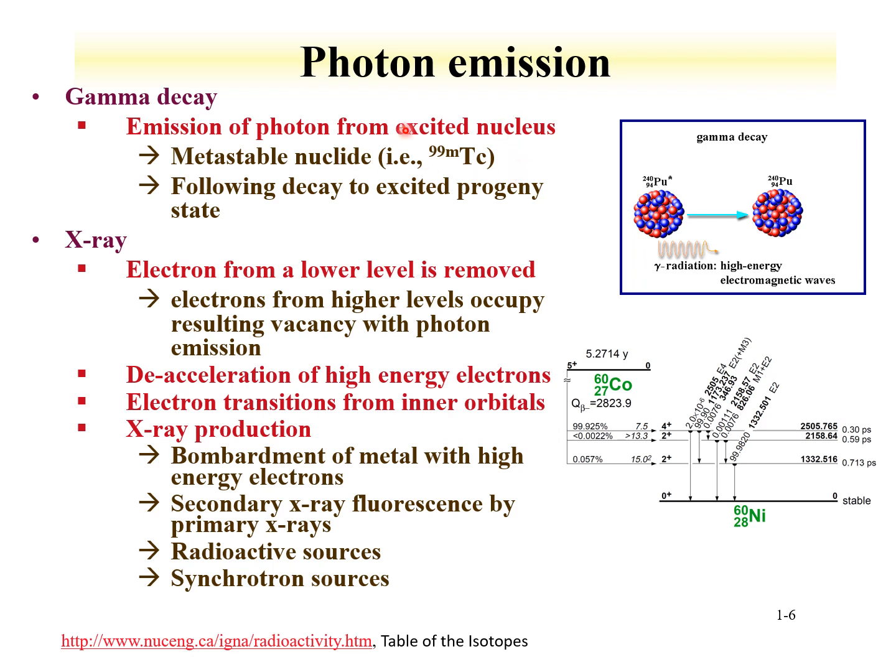For instance, technetium-99m is on the order of 6 hours, and it will stay in this excited state, decay by emission of a photon. Now, X-rays are also photon emission, but that's from the electron level, so it's not from the nucleus itself. And I'm sure you've seen this in previous courses. A lower orbital electron is removed. Electrons from the higher occupancy occupy that space, and a photon is emitted with that change. You can also get X-rays from deacceleration of high energy electrons, and you can also get electron transitions from the inner orbitals. So you get a number of these changes occurring, producing these X-rays.